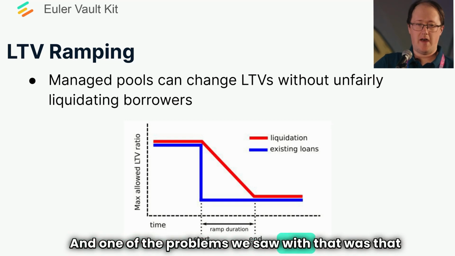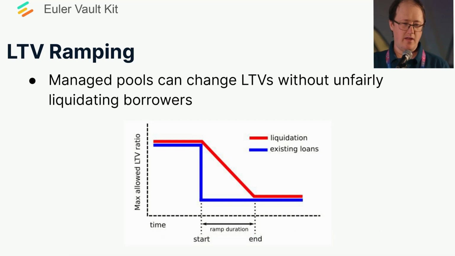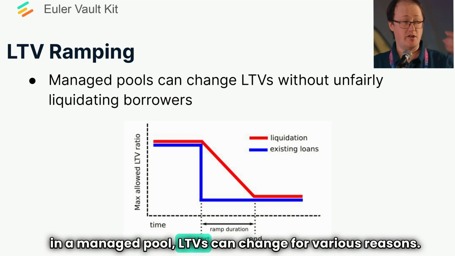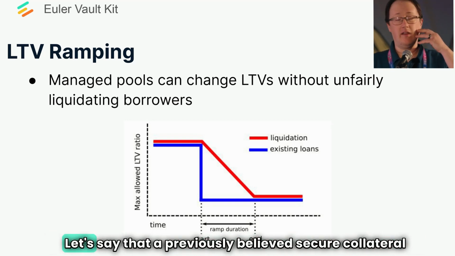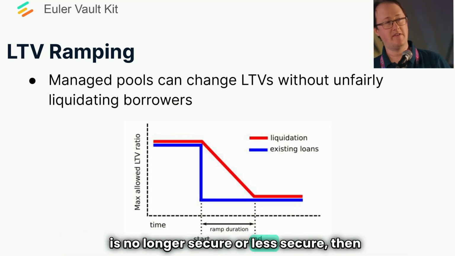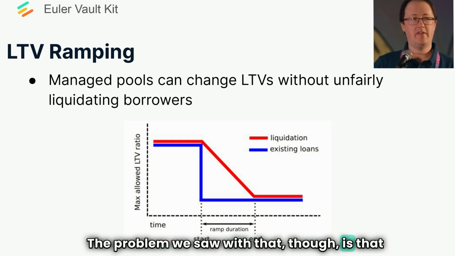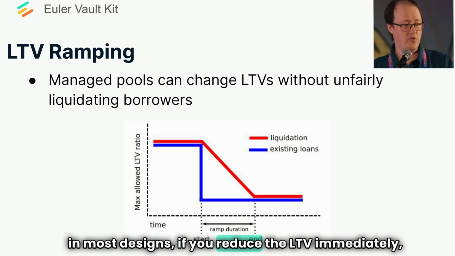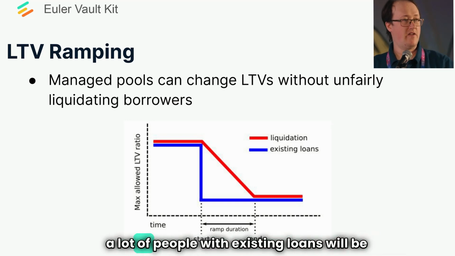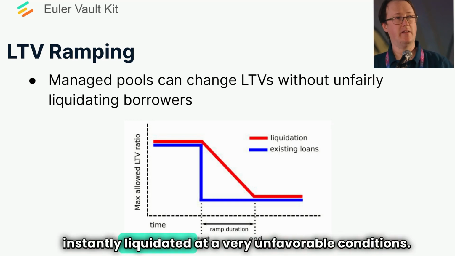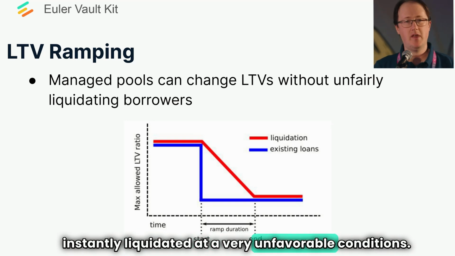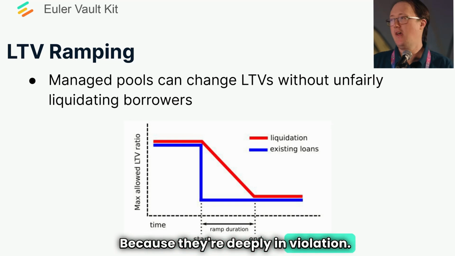One of the problems we saw with that was that in a managed pool, LTVs can change for various reasons, right? Like, let's say a previously believed secure collateral is no longer secure or less secure, then you'd want to reduce the LTV, right? The problem we saw with that, though, is that in most designs, if you reduce the LTV immediately, a lot of people with existing loans will be instantly liquidated under unfavorable conditions, right? Because they're deeply in violation.